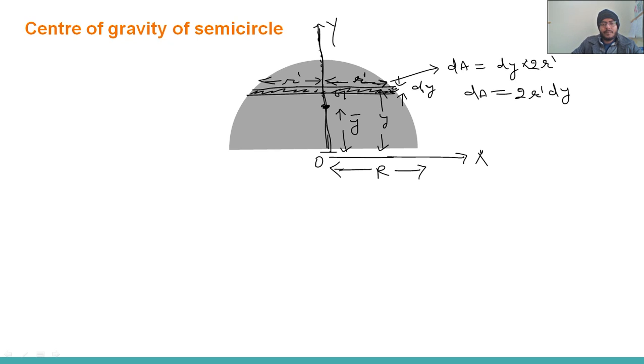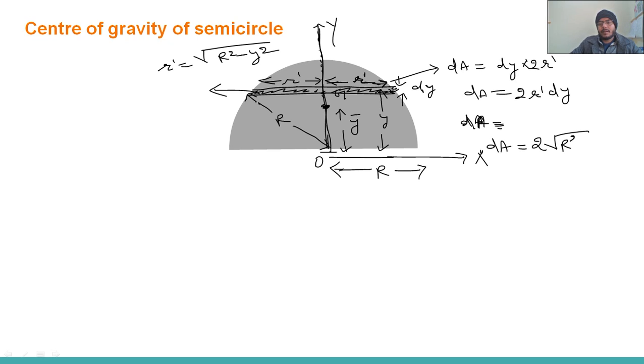So see, this length will be capital R because this is also a radius. This is the y, so we can calculate from here by using the Pythagoras theorem. We can write this r dash is equal to root under of r square minus y square. So from here we can write dA will be equal to 2 into r dash, that is root under r square minus y square into dy.